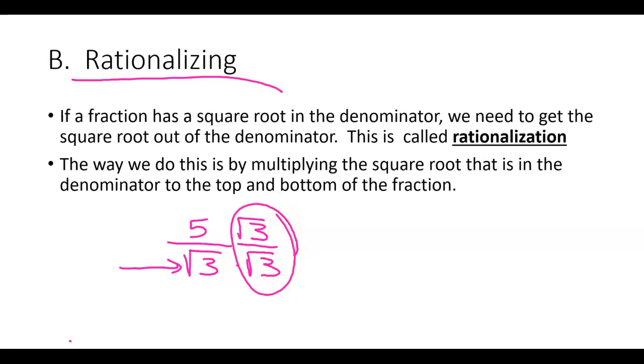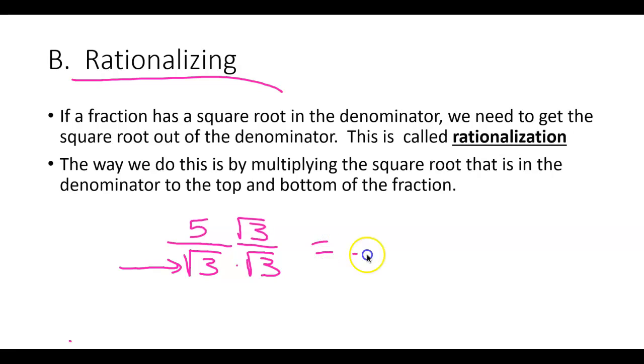What's square root of 3 over square root of 3? 1. What do you get when you multiply something by 1? You get itself. It doesn't change it, right? So what we're going to do is change the way it looks, but not what it actually equals. So I don't like the square root on the bottom, so I'm going to multiply it by itself.